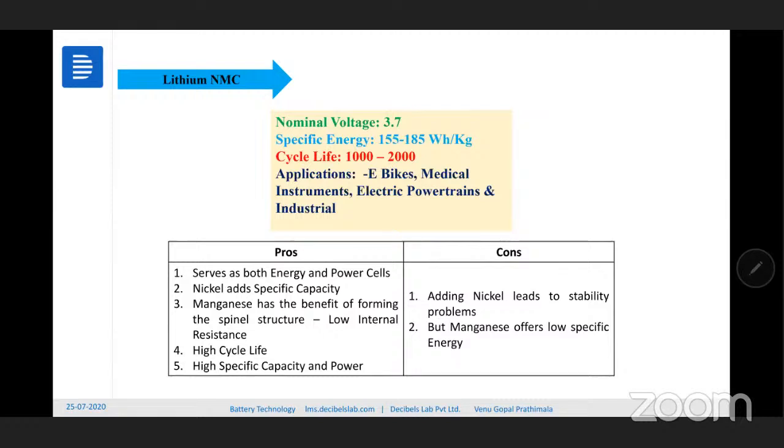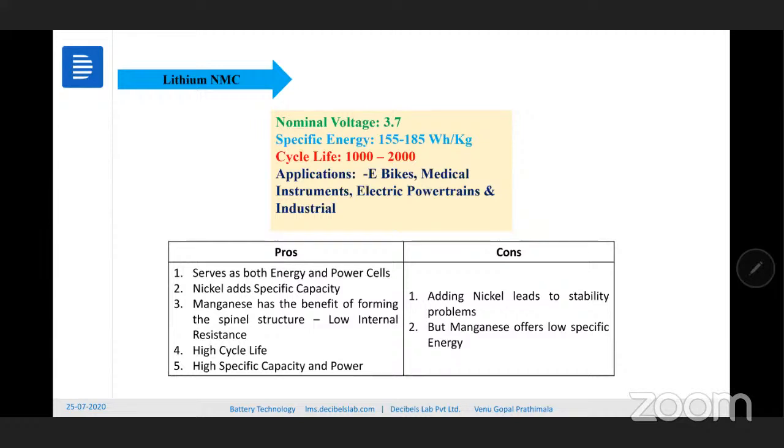So as there is a combination of different types of materials in this NMC-based cell, it can serve either as an energy cell or as a power cell, which means we can use it for range applications and we can use the same cell for power applications. Okay, it can serve as both.